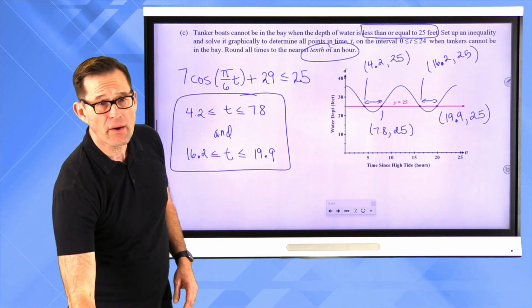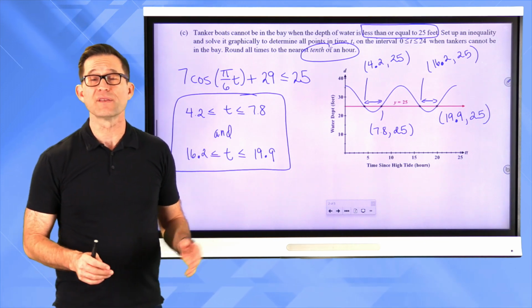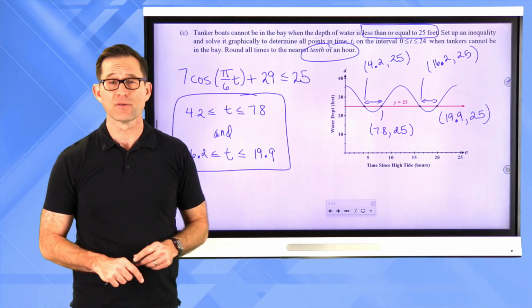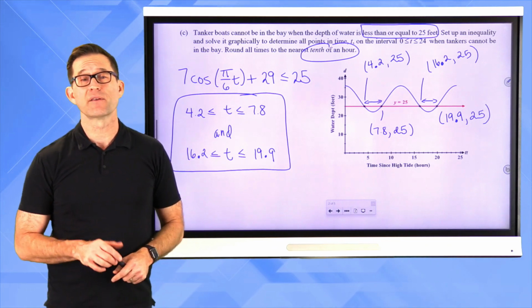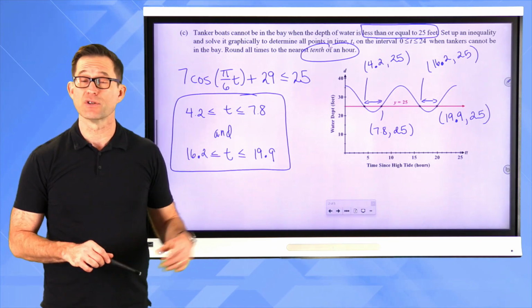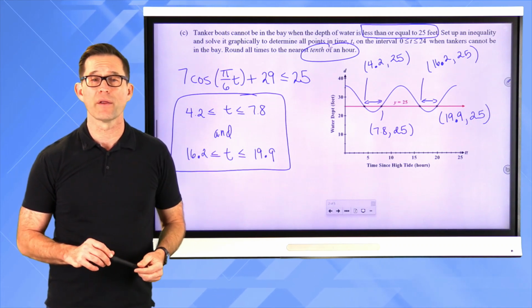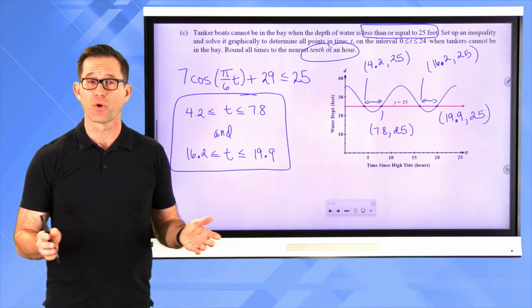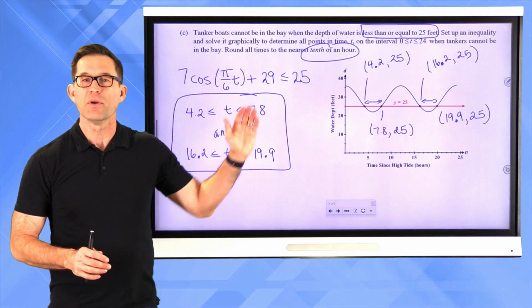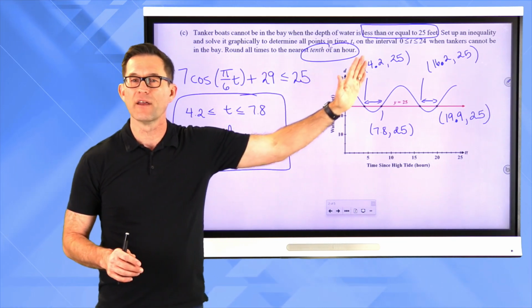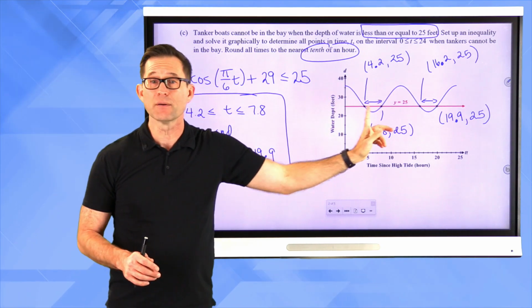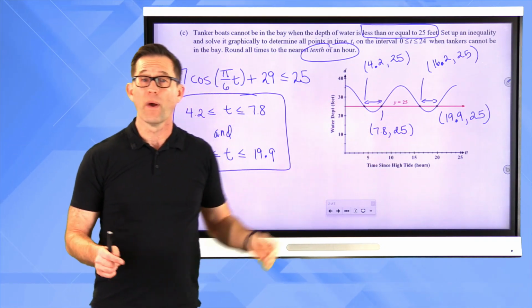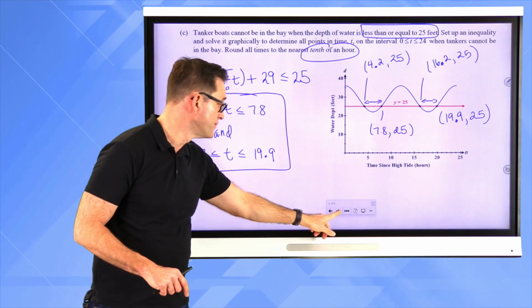Now, in pre-calculus, you'll see ways that you can solve this algebraically as opposed to graphically. But at this level, you're not expected to be able to solve a trigonometric equation, much less a trigonometric inequality, so we end up solving them graphically, which I really like because you can really see that the depth of the water is going to go up and down due to the tides, and there are simply these portions of time when the depth is too small.